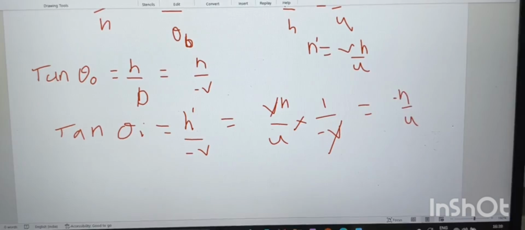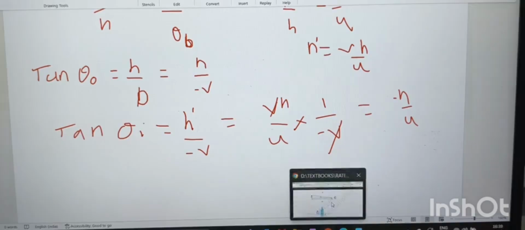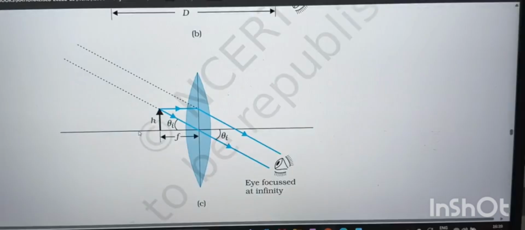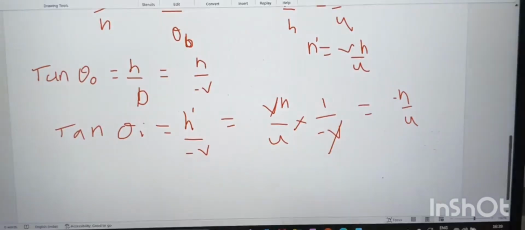In this scenario, u, meaning where the object is exactly, it is placed at the principal focus, because then only you will get the image at infinity. If you see here, the focal length is pointed in the left side itself. That means f is negative. So instead of u, write f, because that is where the object is placed, keeping in mind the sign convention. So the negative will get cancelled. We'll get h upon f.